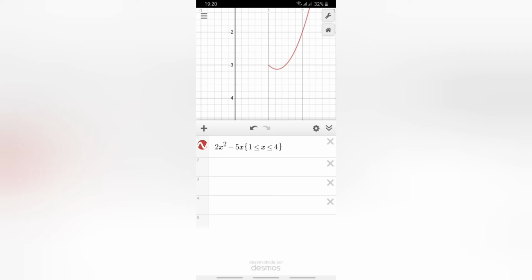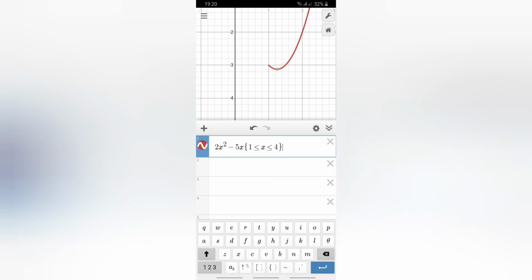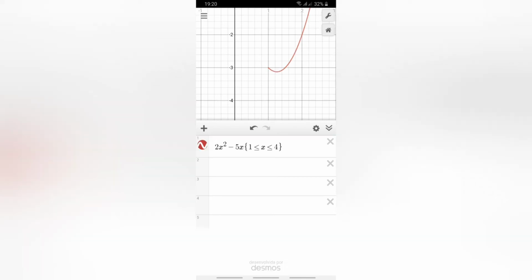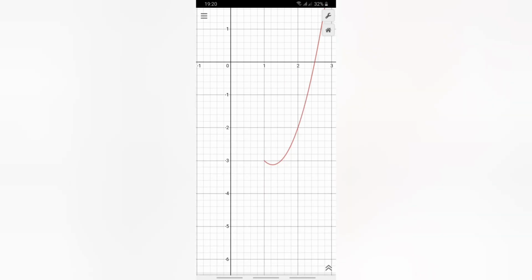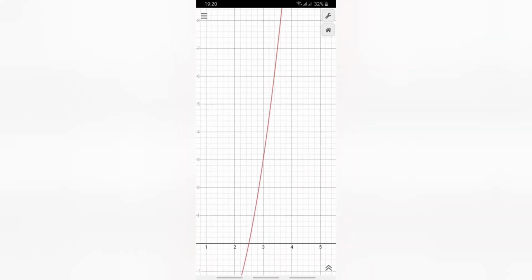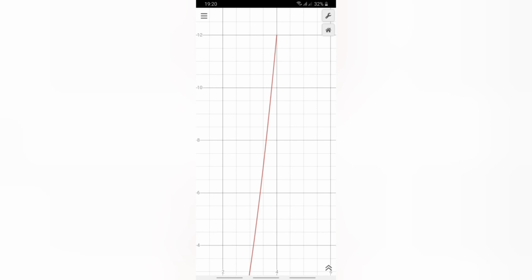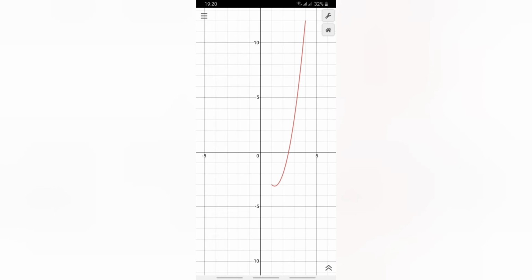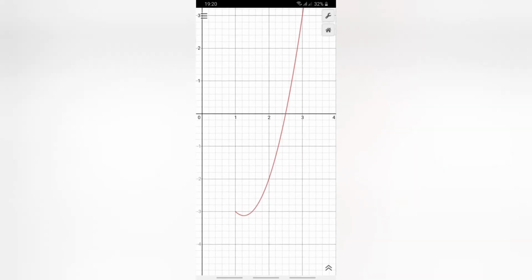Okay, now I'm going to put it in decimal so we can see it. I put the quadratic function over here and put the values that x can go, and now we have it drawn over here. Look, you can see that this is the point of the minimum, and then it goes until here, 4 and 12, okay? So this is the function drawn.